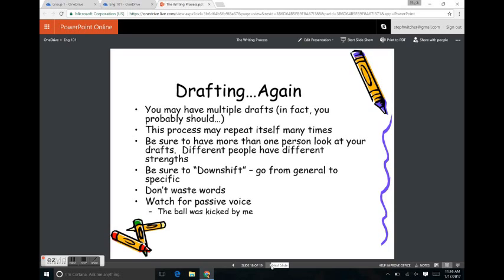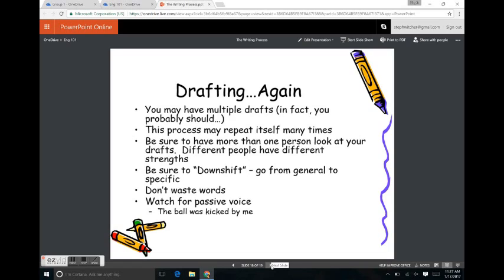Notice that second point says this process may repeat itself many times. Okay, so you may draft, revise, edit, proofread, then draft again, then edit, revise one more time. So know that you need to leave yourself time to do those things. Be sure to have more than one person look at your draft, because different people do have different strengths. Maybe you give it to one person, they're a sprinter, and they tell you your paper's great. You want to be sure that you have different people look at your paper.